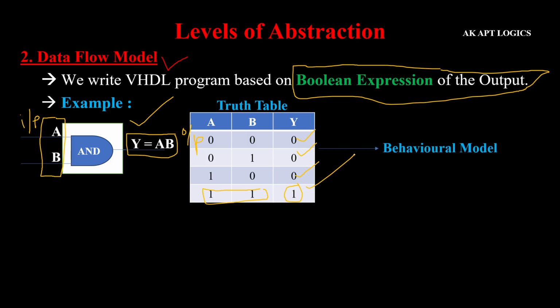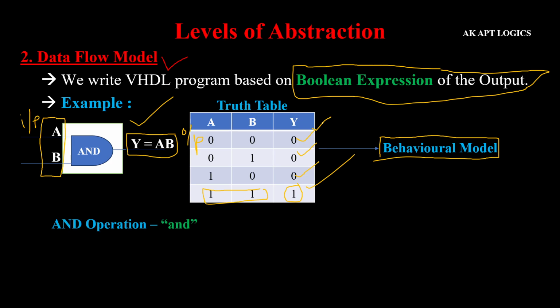So this is basically the behavioral model. If you write the behavioral model using this particular truth table, you write the code for this AND gate. We saw that in the previous case for the full adder. If you want to write the code for the AND gate, you simply use the if-else, if-else-if condition, which we discussed in the previous class. Then we can write the code in the behavioral model.